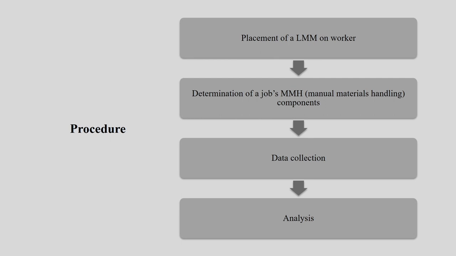For the procedure, first you have to place the LMM on that particular worker. You have to determine the particular job which you are going to analyze, meaning the manual material handling component. You have to start the data collection. Once data is collected, you have to do the analysis. Analysis is mostly done by the software, however based on your objective you can choose which component to take. It may give many variables or many data points, however it is you who decides which to take and which not to take for your further analysis.